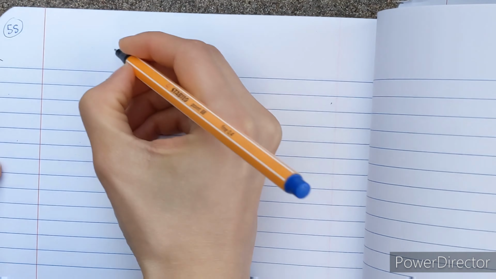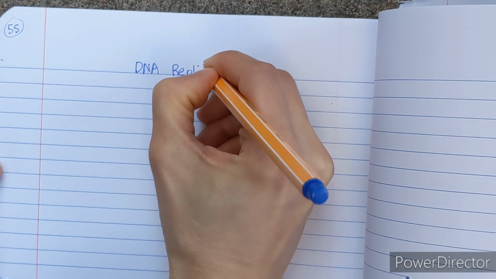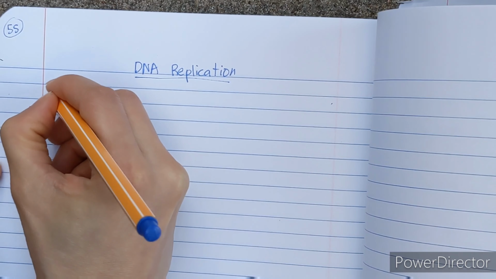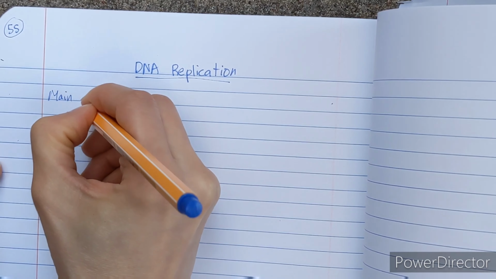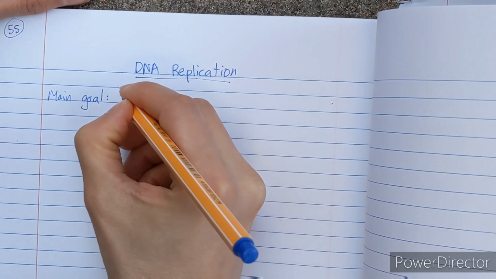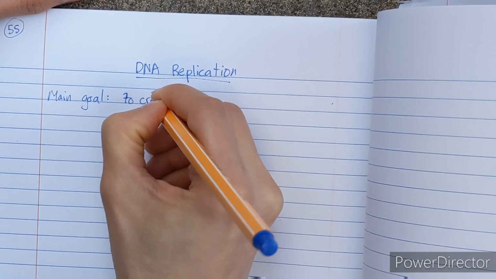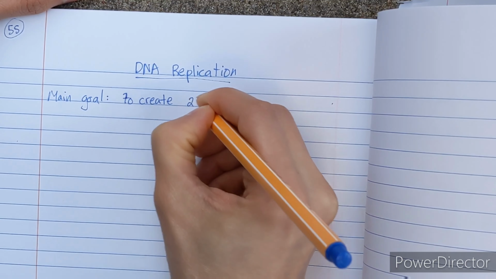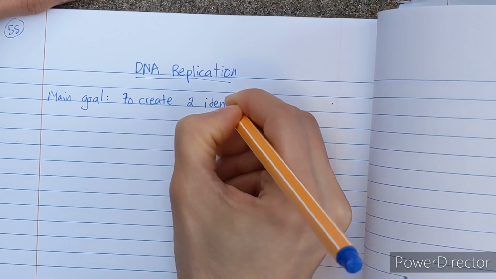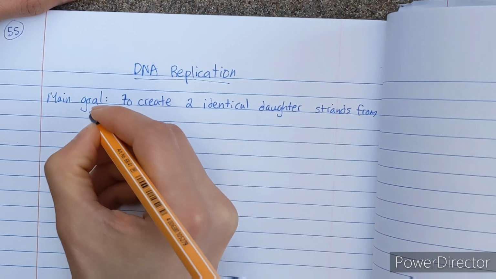So in class so far, you probably have already figured out that our main topic for today is DNA replication. Of course, the main goal of DNA replication is to make an exact copy of your DNA. I'm going to call that creating 2 identical daughter strands from 1 parent strand of DNA.